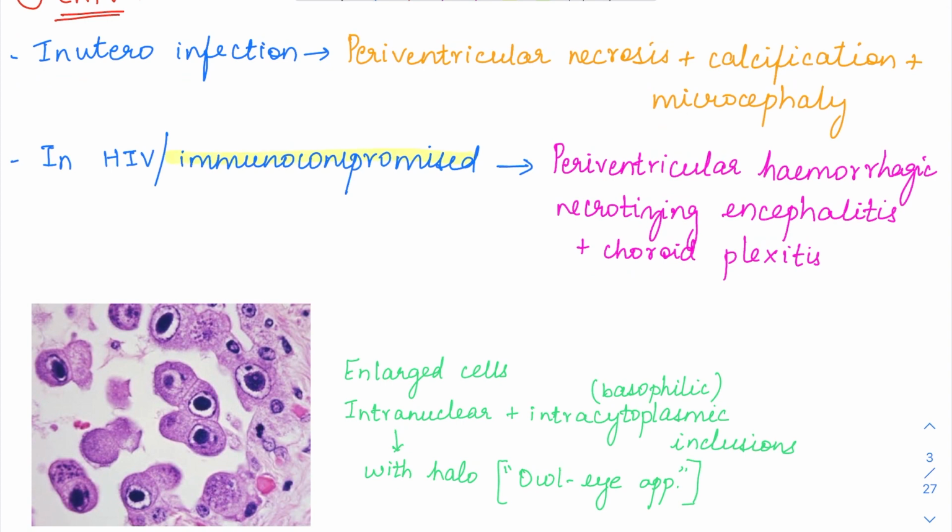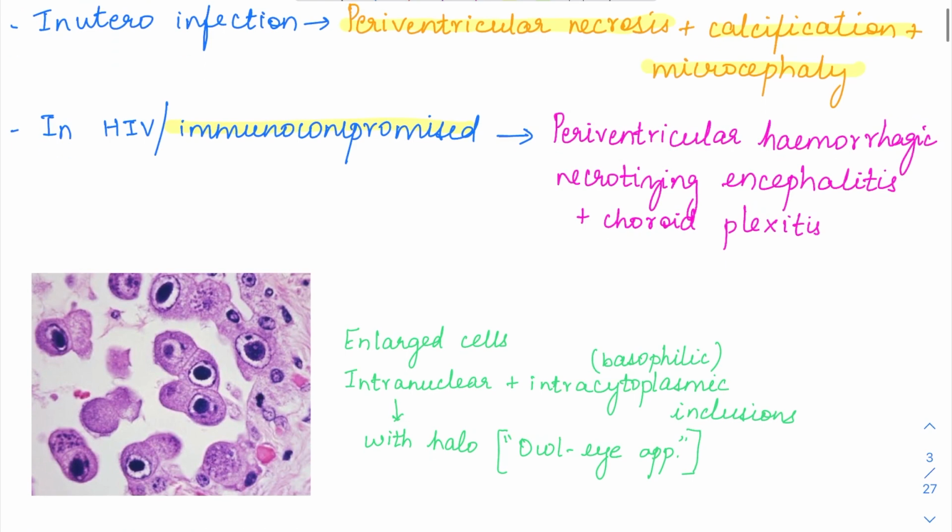And suppose the patient is a kid, with in utero infection, if the kid has been infected from the mother, then the kid will present with periventricular necrosis and calcification along with microcephaly. So these three features are classical of CMV infection in utero. So the infant will have periventricular necrosis, calcification and microcephaly. In immunocompromised patients, it will usually present with a hemorrhagic necrotizing encephalitis. So most of the viral infections will present with hemorrhagic necrotizing encephalitis.